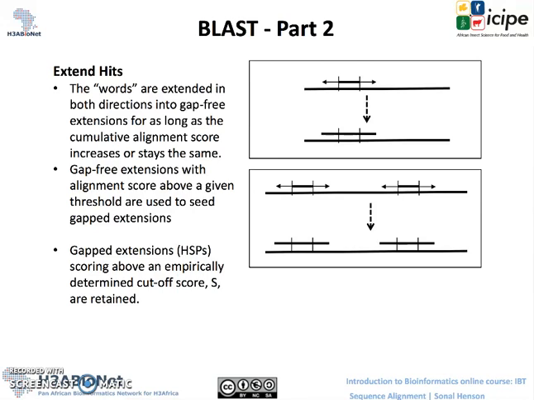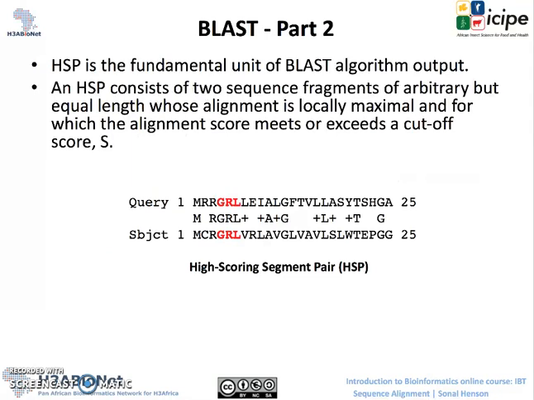The words are extended in both directions into gap-free extensions for as long as the cumulative alignment score increases or stays the same. Gap-free extensions with alignment score above a given threshold are used to seed gapped extensions. Gapped extensions, also known as high-scoring pairs, scoring above an empirically determined cutoff score S, are retained.